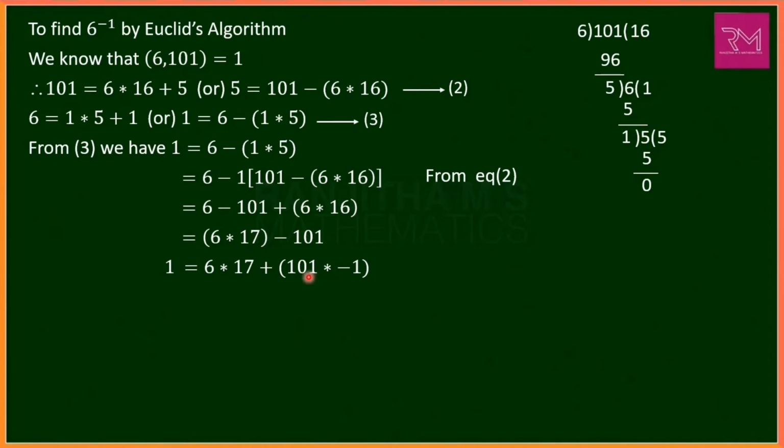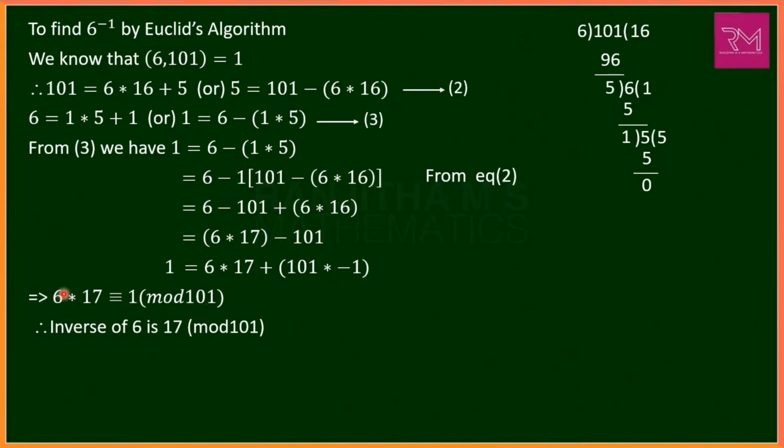Here 101 divides 101, which satisfies. So we have to neglect this value. This value becomes 0. Therefore we get 1 is congruent to 6 into 17 under modulo 101, or we can write this as the inverse of 6 is 17 under modulo 101.